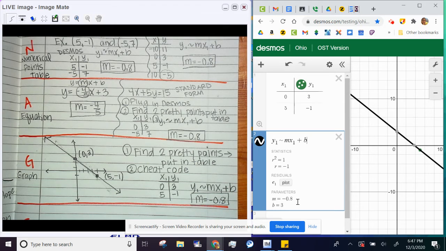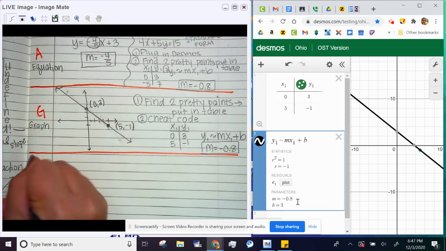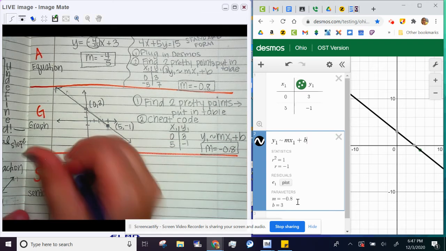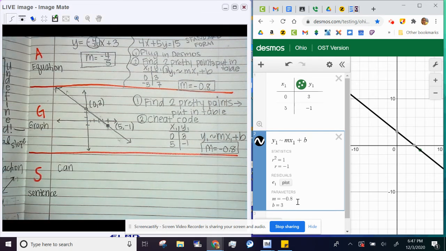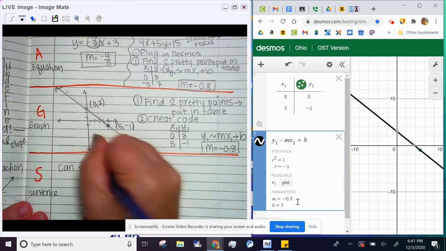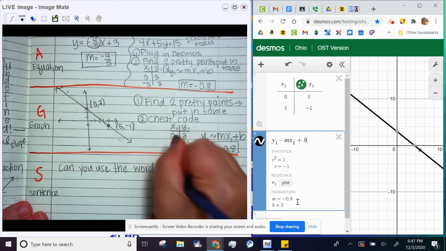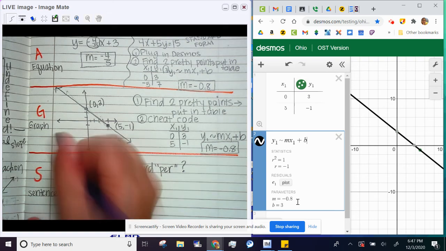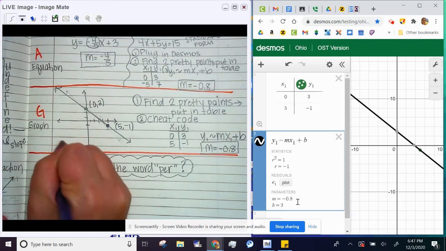And then my personal favorite way to find slope is given a sentence. So that's like a verbal representation. And we always ask ourselves a question. So we're going to write this question down. Can you use the word per? Not like a cat, but like P-E-R. So write that down. That's going to be important. We're going to be asking ourselves that question as we go.